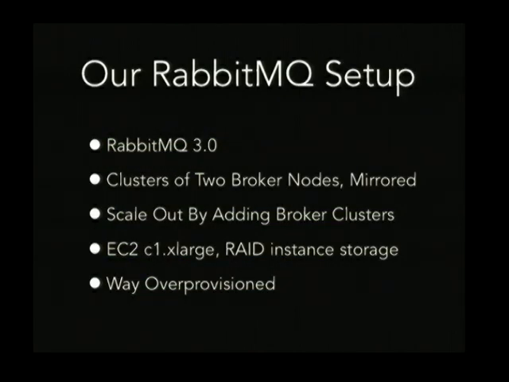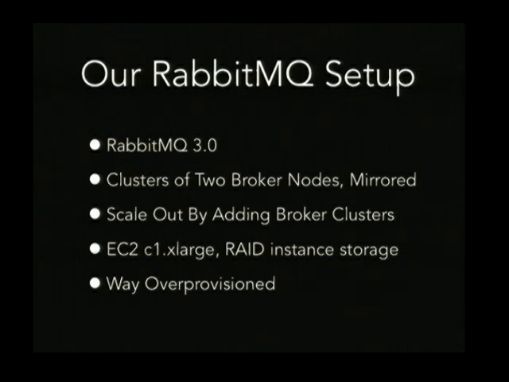Our setup, we use RabbitMQ 3. We were using 2. 3 is a lot faster. We have clusters of 2 broker nodes that are mirrored, so they straddle availability zones, and I'll show you what that looks like. We scale out, so we add more capacity of throughput by adding more broker clusters. We run on EC2. The instance size we use is C1 XLarge. We RAID the instance storage, so we don't depend on EBS, which is the SAN storage of EC2.